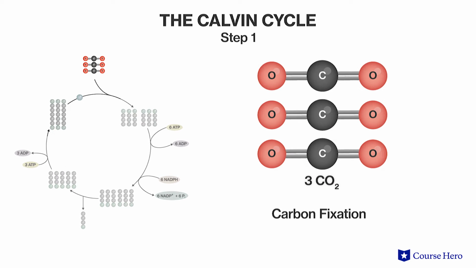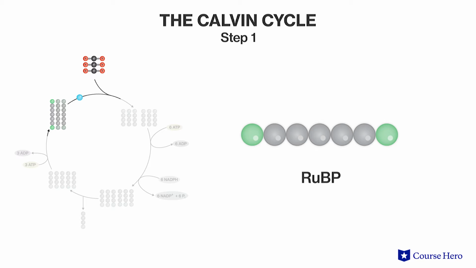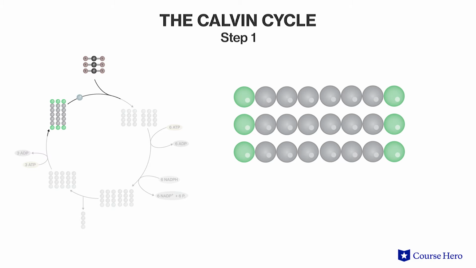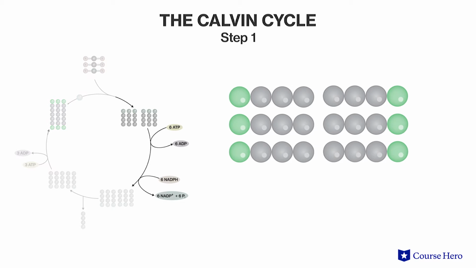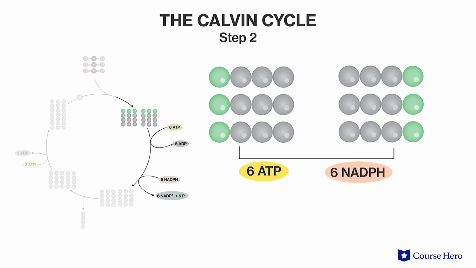The first step is known as carbon fixation because it takes in carbon dioxide from the atmosphere and fixes it into organic molecules. In this step, the enzyme known as rubisco adds one carbon to a 5-carbon sugar called ribulose bisphosphate, or RuBP, during carbon fixation. This forms a 6-carbon sugar that is unstable and immediately splits into two 3-carbon molecules called 3-phosphoglycerate, or 3-PGA.